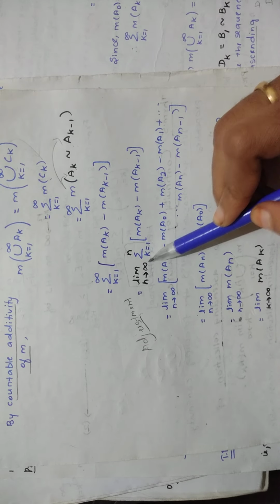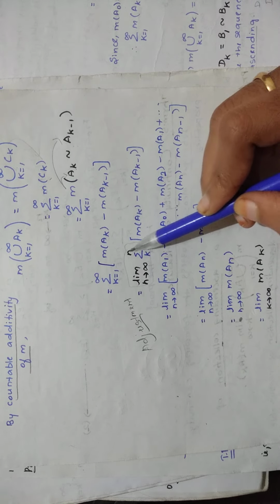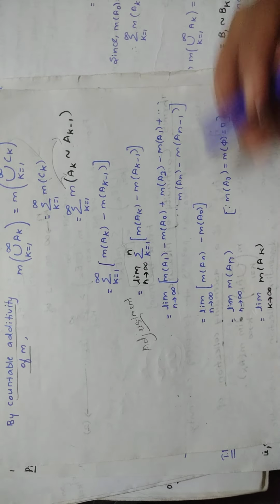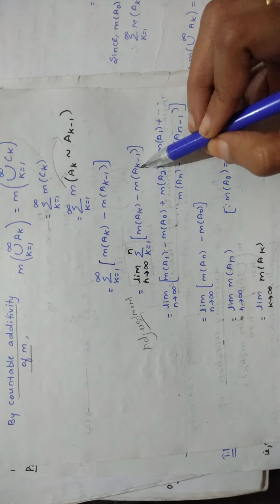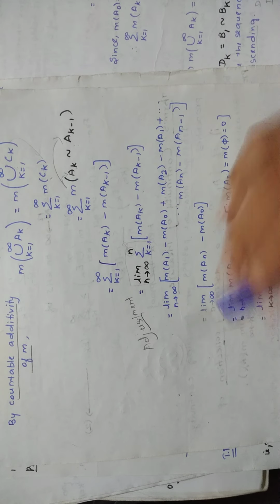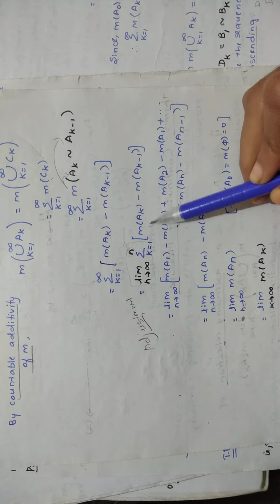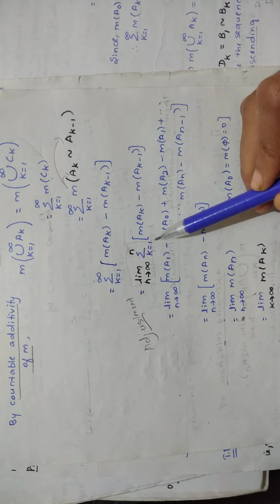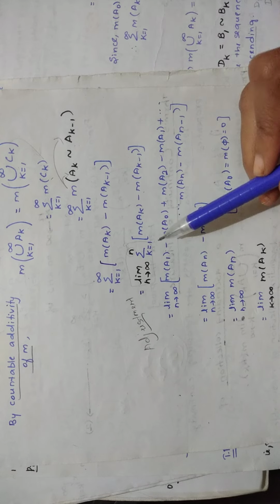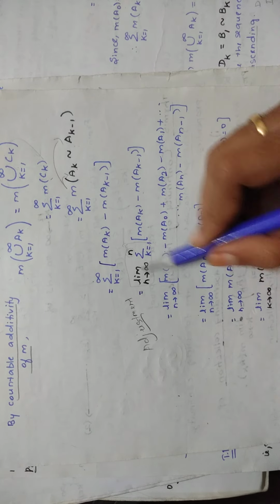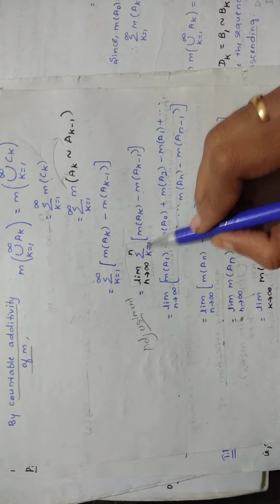Summation k is equal to 1 to infinity can be written like this: limit n tends to infinity, summation k is equal to 1 to n. The same thing you are writing like this with an adjustment. So m of Ak minus m of Ak minus 1. Now you are expanding it, okay? You are putting the value of k equal to 1, then k equal to 2, k equal to 3, so you are putting plus plus plus in between. So here limit n tends to infinity, write this, and here you are expanding.